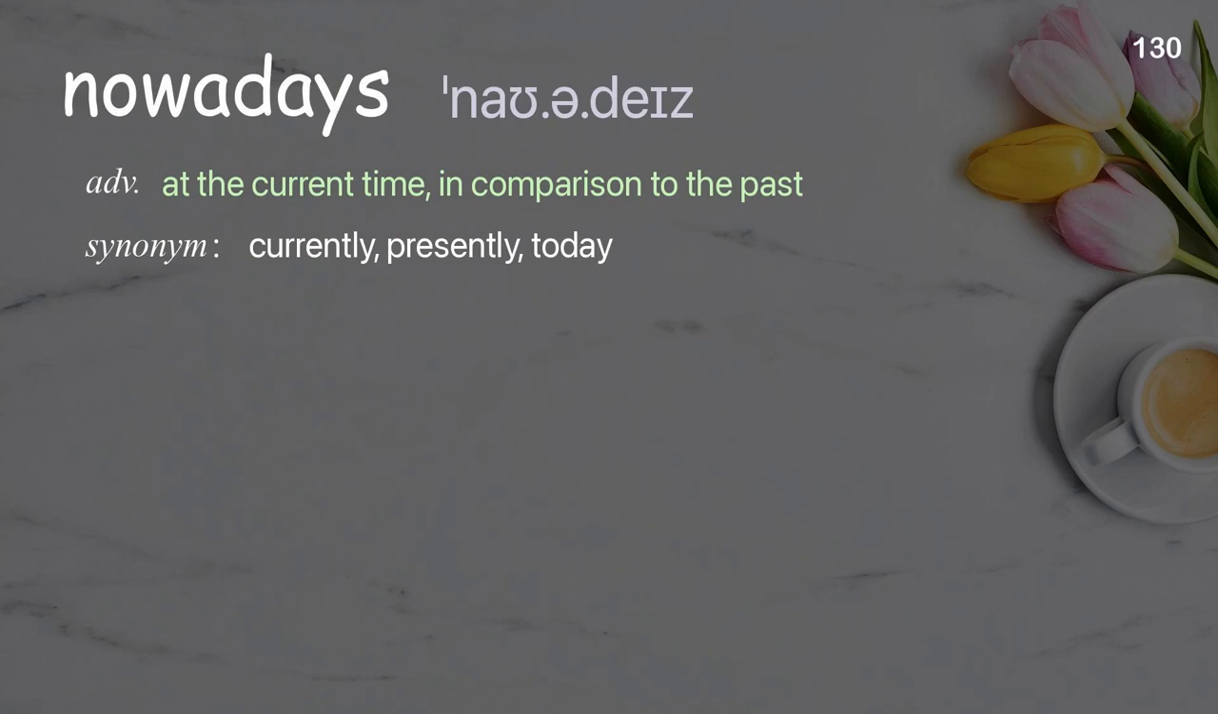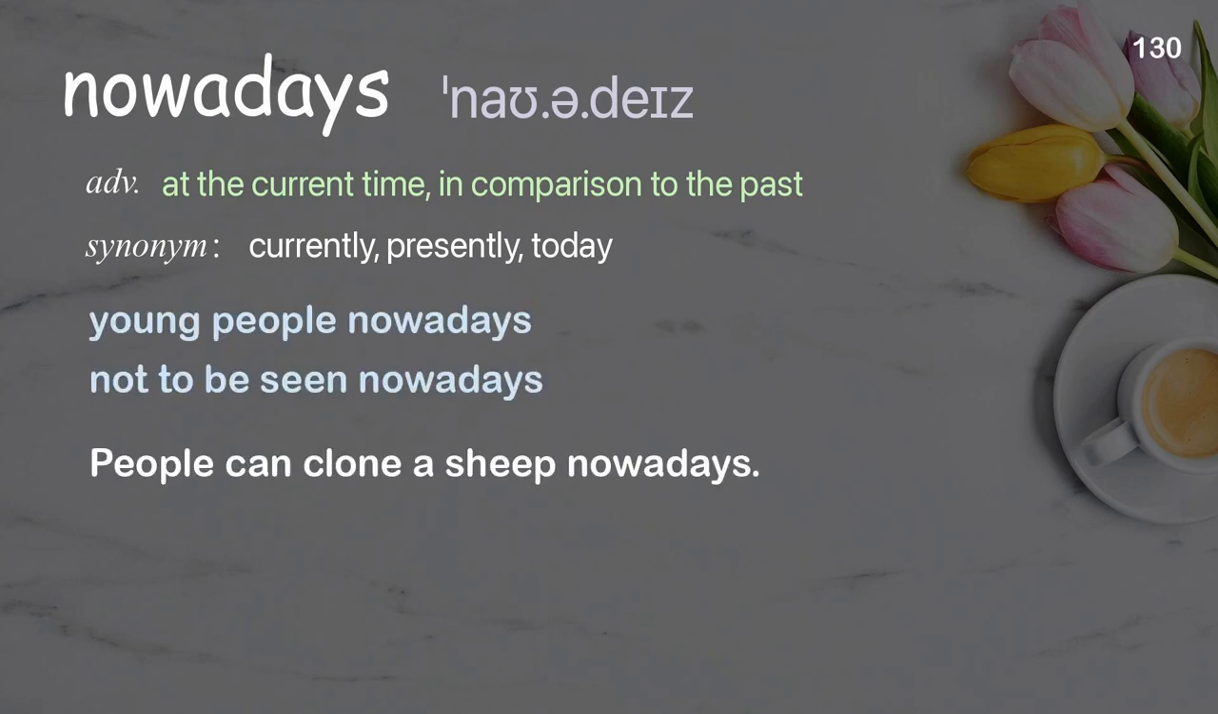Nowadays. At the current time, in comparison to the past. Examples: young people nowadays, not to be seen nowadays. People can clone a sheep nowadays.